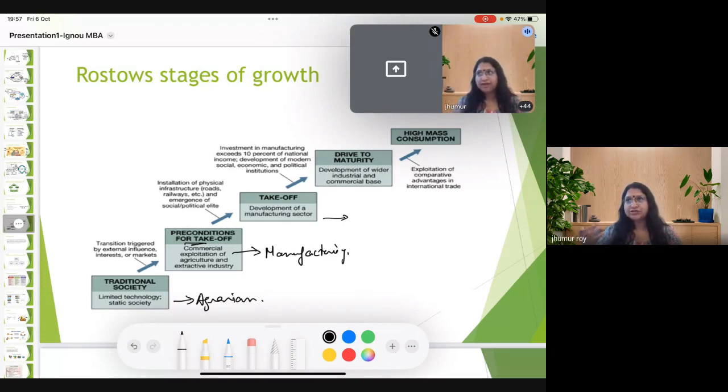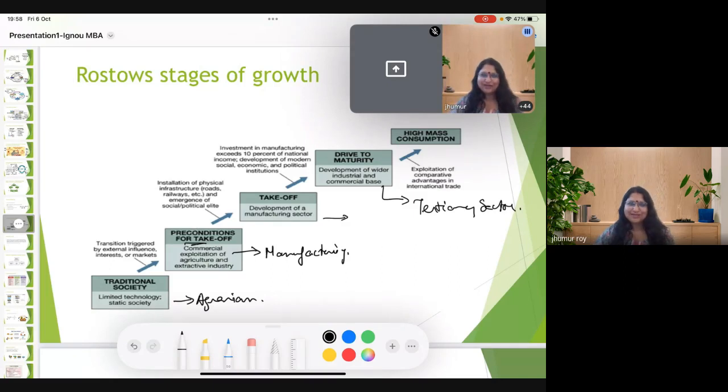So manufacturing is not enough by itself. The moment you start manufacturing, you will have different things which are required. You need good infrastructure for manufacturing to take place. So that is what you are going to look into. Then after that, you come to development of a wider industrial commercial base. Now you'll try to go to the tertiary sector. You will try to develop banking system, tourism system, all kinds of services.